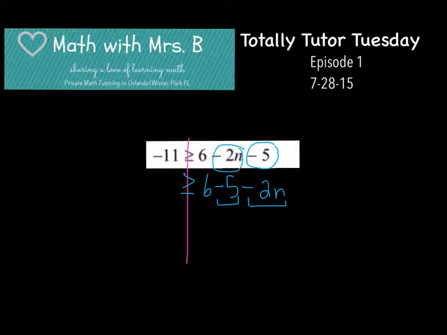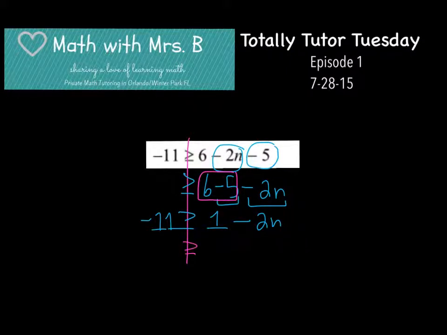And I did that because I wanted to make sure that 6 and minus 5 were next to each other so that I can see that I can combine them together to make 1. Because 6 take away 5 is 1. 1 minus 2n. So basically, guys, 6 minus 2n minus 5 is exactly the same as 6 minus 5 minus 2n, which is like, why are we saying 6 minus 5? Can't we just say 1 minus 2n? So negative 11 is greater than or equal to 1 minus 2n. Let's solve for n. We're almost there.